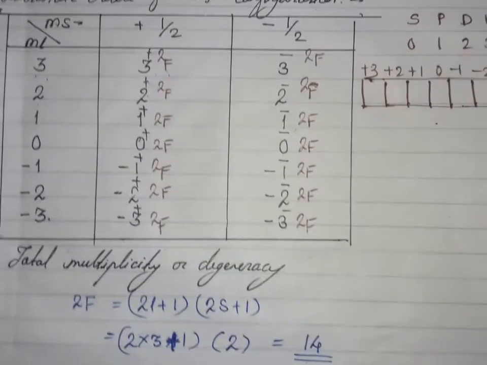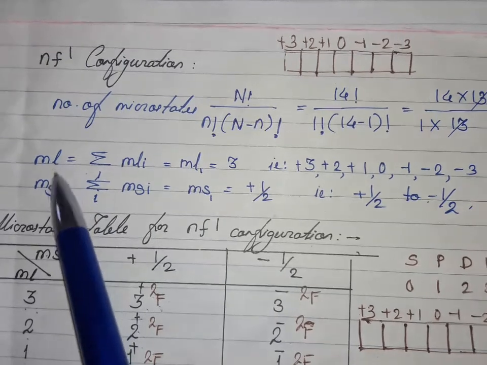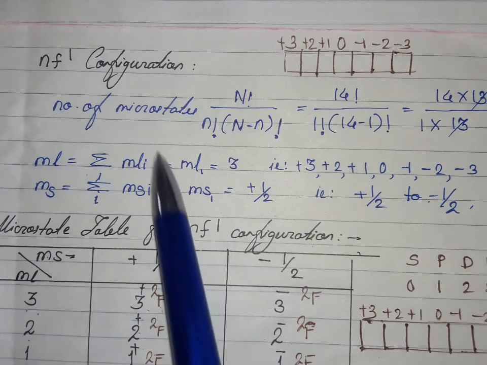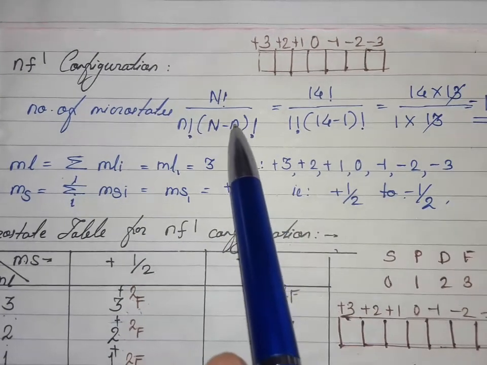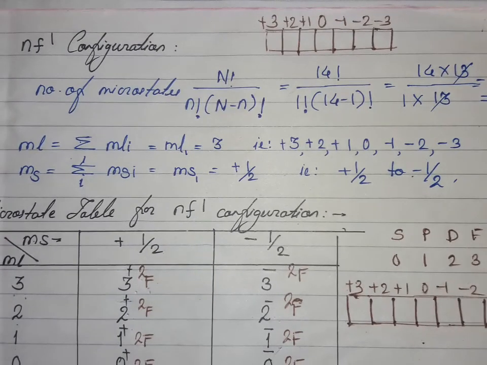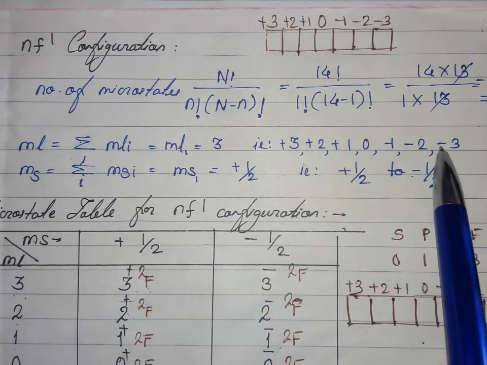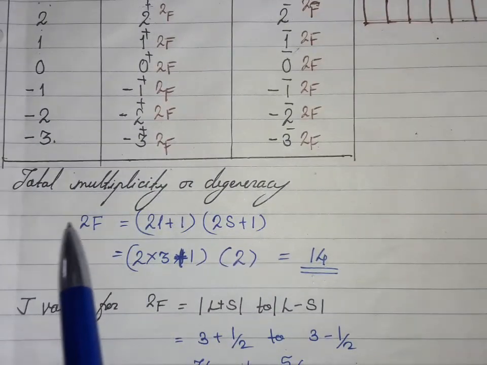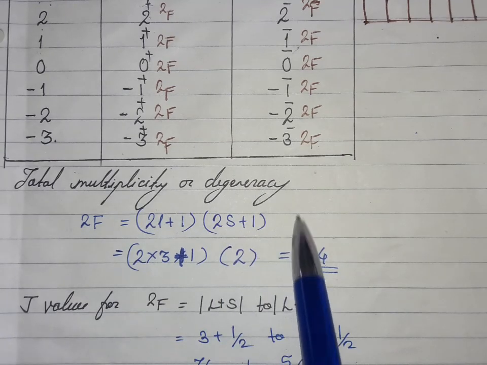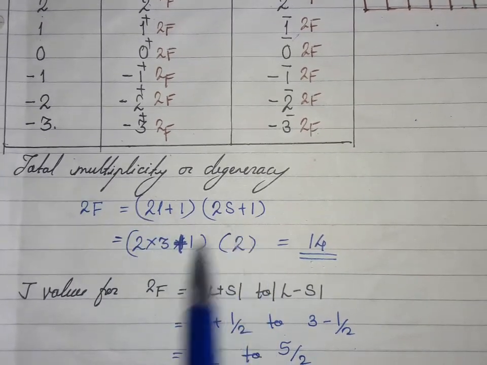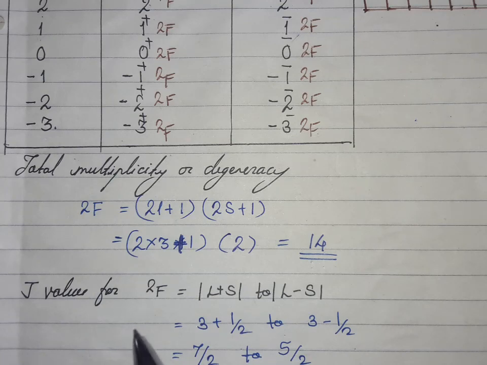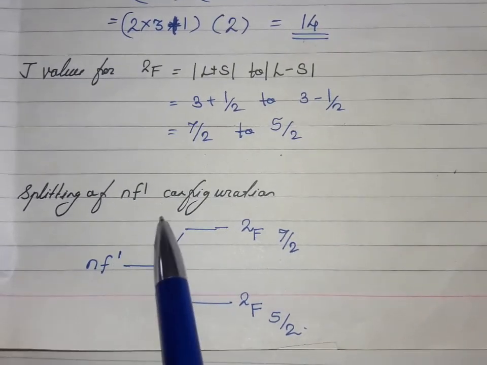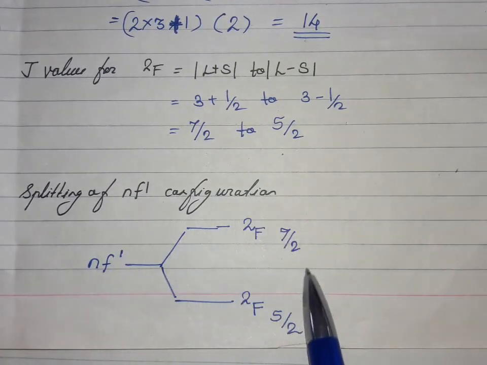So in this problem, in the nf1 configuration, first we have to calculate the number of microstates by using the n factorial formula. Then our next task is to calculate the ML value or the range of ML values, then the MS value, then draw the microstate table, then calculate the total multiplicity or degeneracy by using this formula, then the J value, that is the spin orbital quantum number, and the last one is the splitting pattern of that particular nf1 configuration.